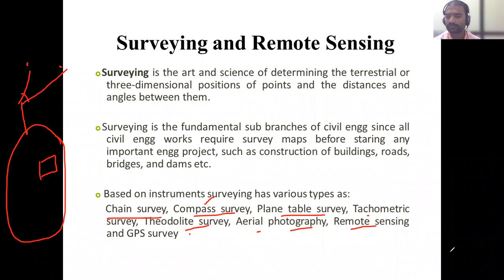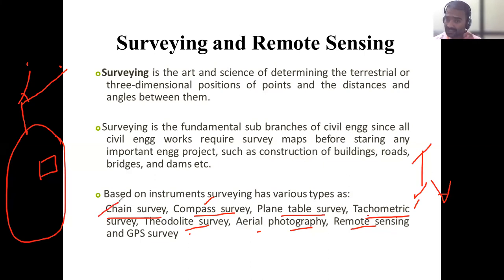This is tachometric, one more type of surveying. Here, what do we do? The distance and elevations, meaning directions. Elevation is height, that is what we call elevation, and direction is angular measurement. This is direction. So in tachometry you get both.